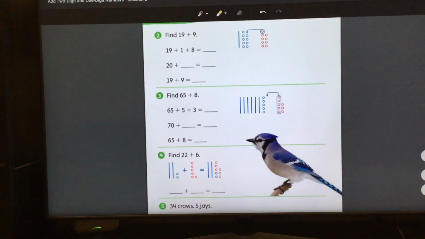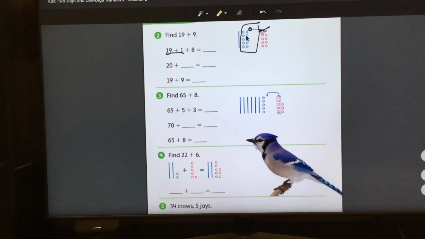All right, so let's find 19 plus 9. So here is 19, here is the 9. See how they circled one of the reds to put over here to the blue? That is to make that a new 10. Okay, so when you take 19 and you add one more, which is what we're doing, we're taking this one here and we're adding it there, we now have made a new 10. So 19 plus one more is 20. 19 plus 1 is 20, plus 8.